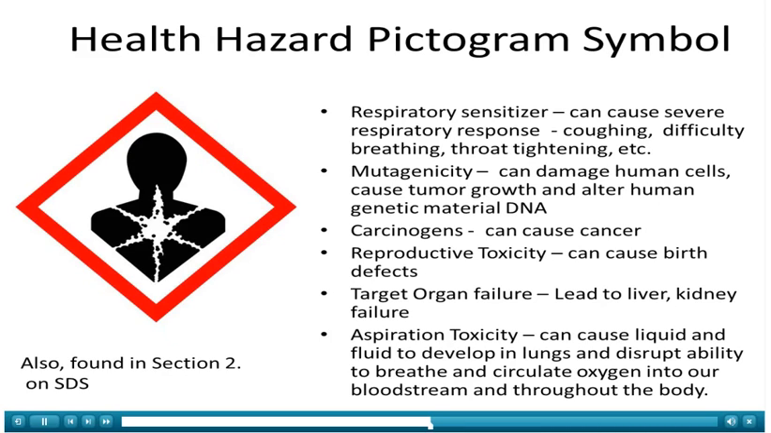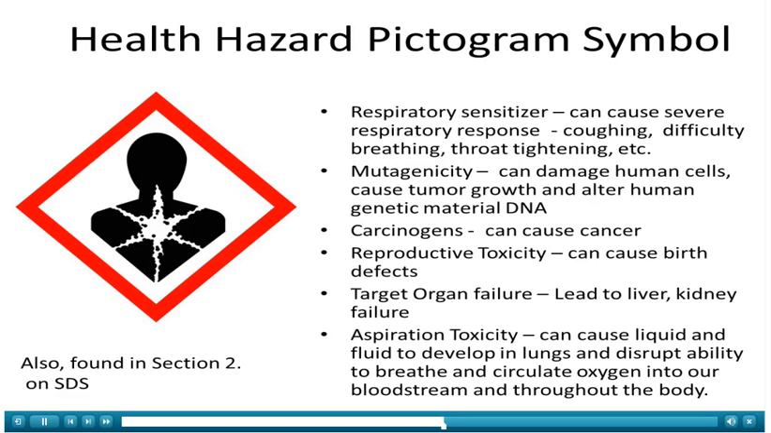Health hazard pictogram symbol. Exposure to hazardous chemicals or agents can cause internal harm to the body. Prolonged exposure to hazardous chemicals may cause health problems such as cancer or birth defects. The subcategories and effects listed below the symbol include: respiratory sensitizer, can cause severe respiratory response, coughing, difficulty breathing, throat tightening, etc.